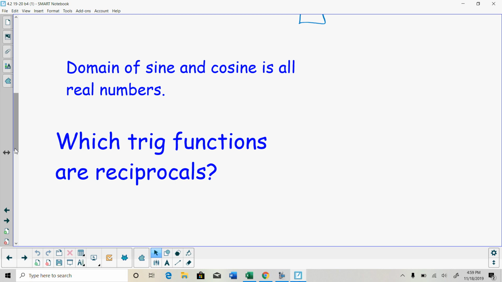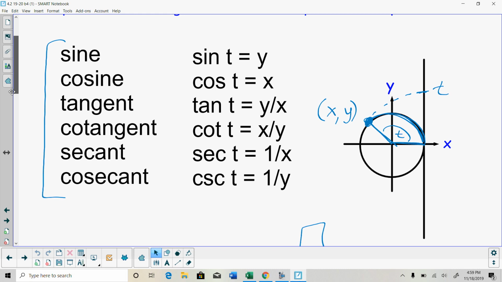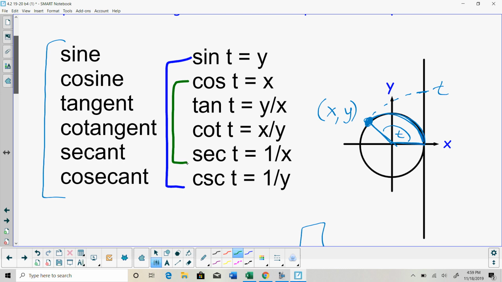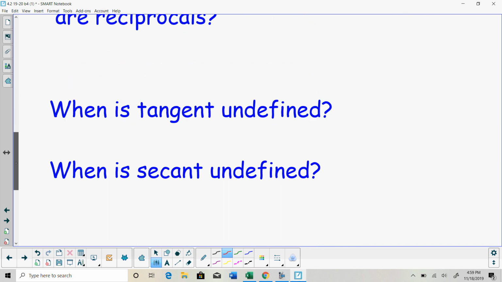So if we say which trig functions are reciprocals, let's just go back up here for a second, and we see that sine and cosecant are reciprocals, because sine is y and cosecant is 1 over y. And cosine and secant are reciprocals, because cosine is the x coordinate and secant is 1 over x. And tangent and cotangent are reciprocals, because tangent is y over x and cotangent is x over y. So those are the ones that are reciprocals.